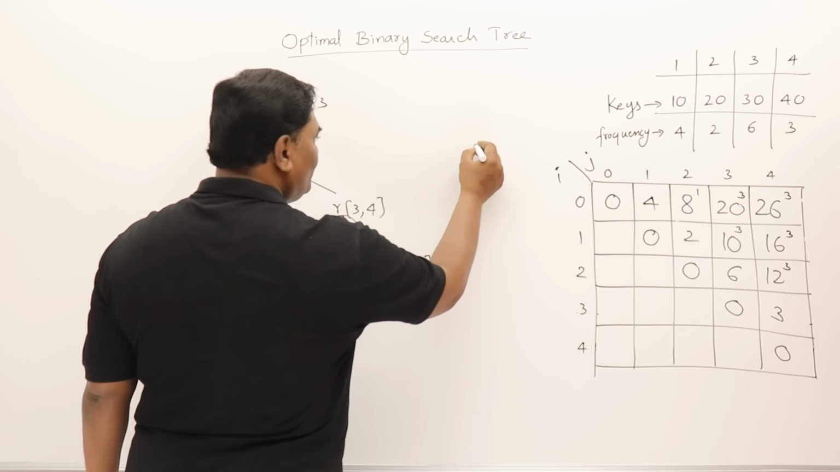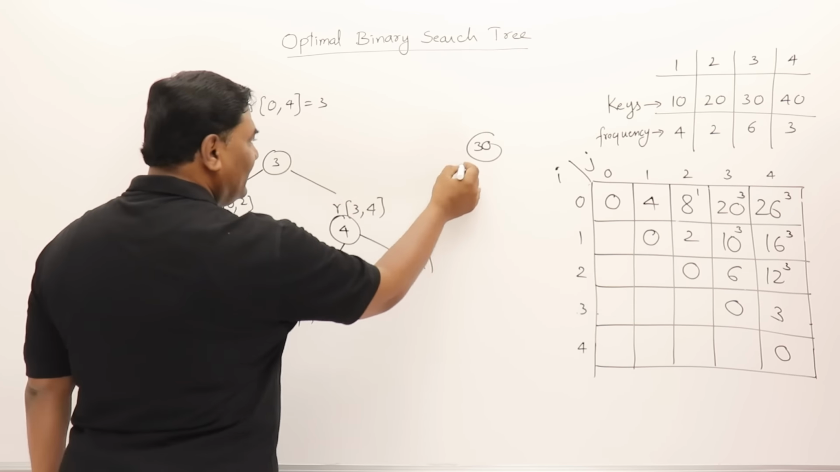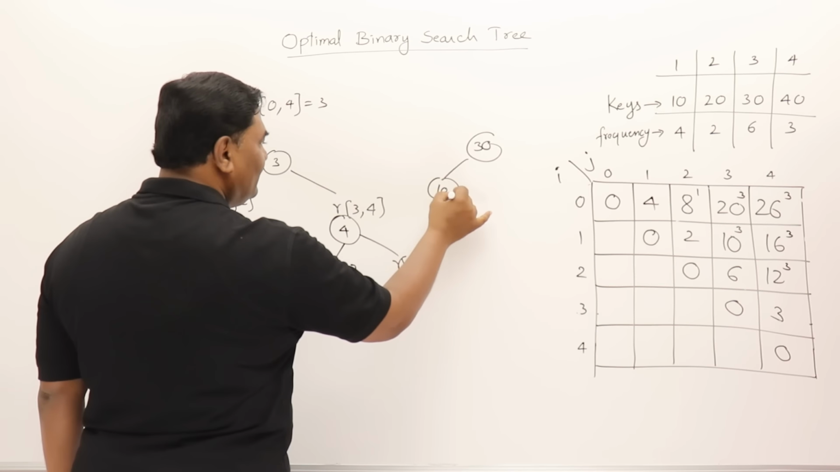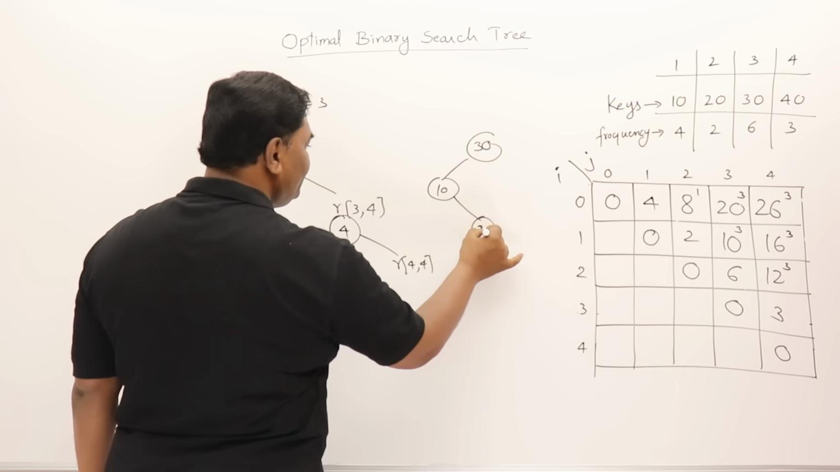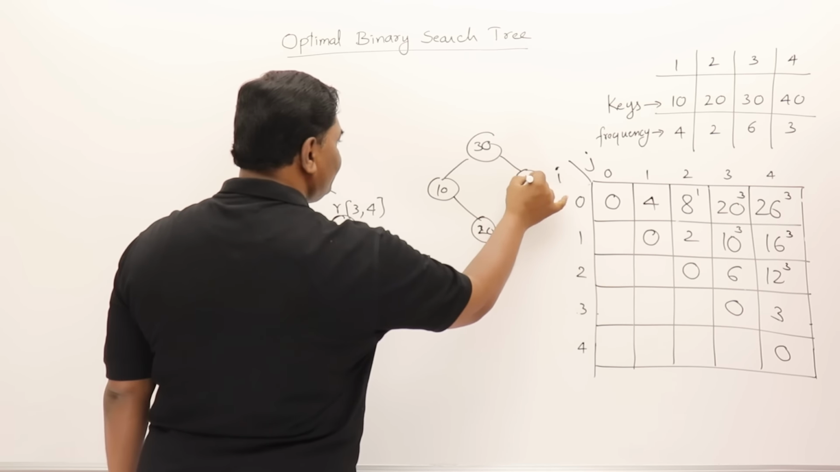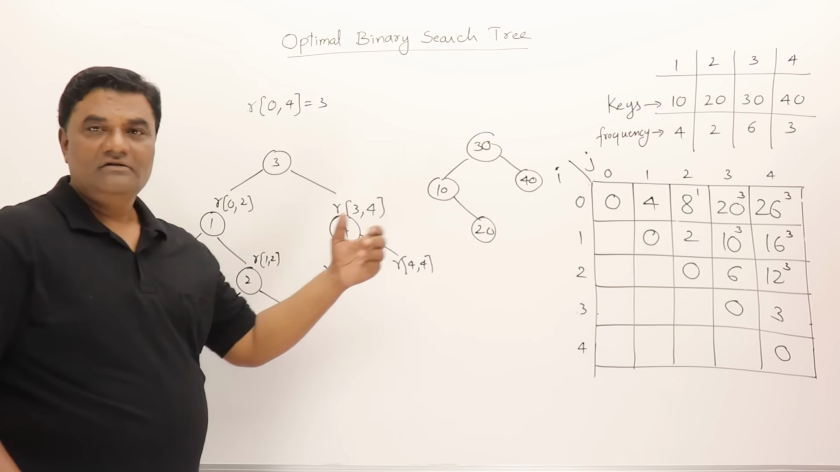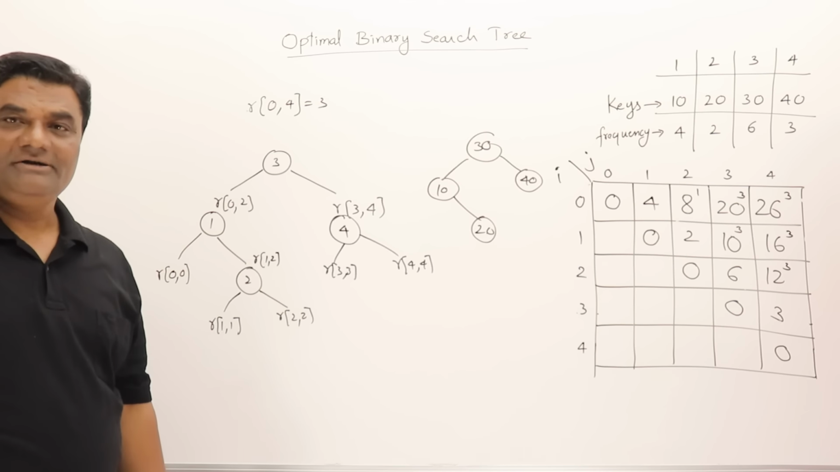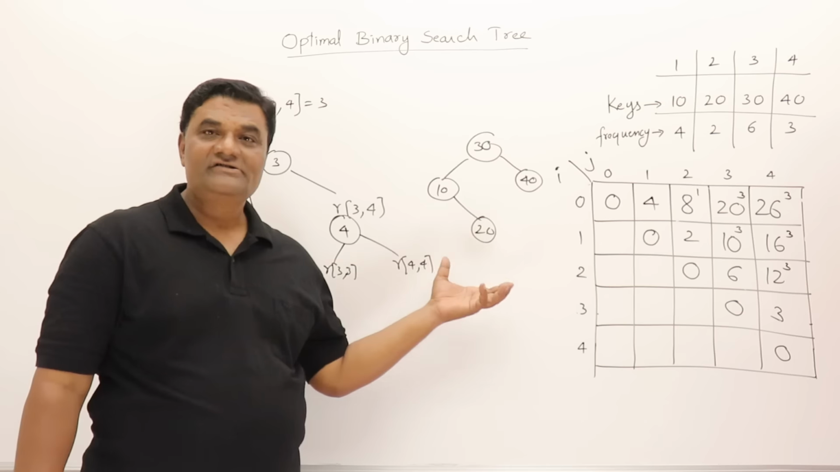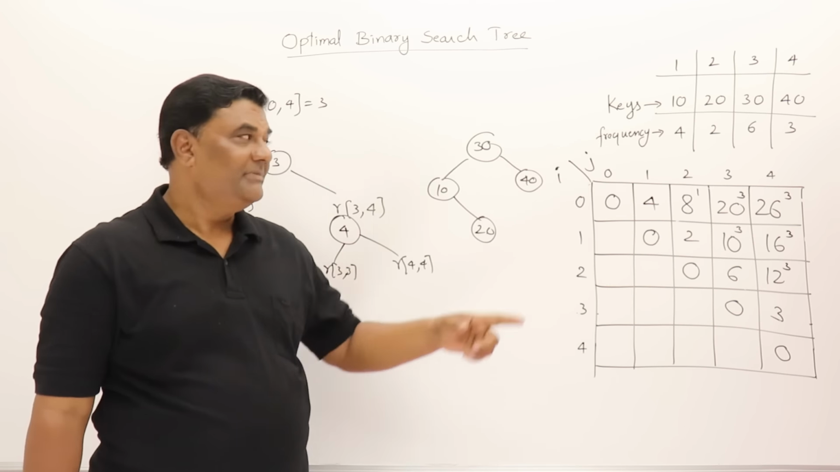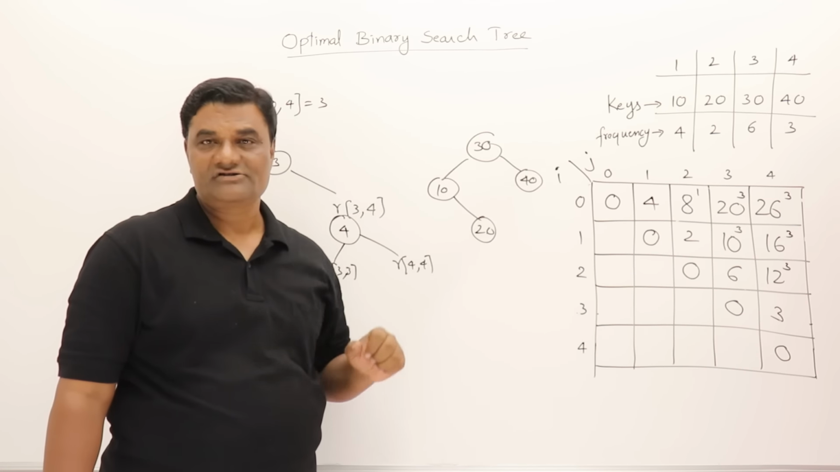So who should be the root? 30 should be the root. The left-hand side should be 10. The right side of this one should be 20. And the right side of 30 is 40. That's it. This is the optimal binary search tree. For this, the cost of searching will be minimum based on their search frequency.